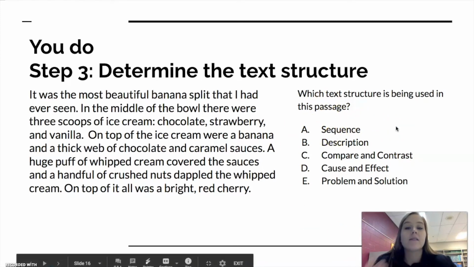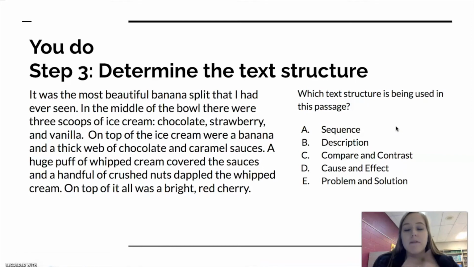Sequence, is it telling us the order that things happen? What happened first, what happened second, what happened third? Description, is it describing something to us? Is it telling us what it looks like, what it tastes like? Can we picture it in our mind? Compare and contrast, is it telling us how 2 things are the same or how they're different? Cause and effect, is it telling us how one thing leads to something else? Or is it problem and solution? Is it telling us a problem and then giving us ways to fix that problem? Right now, go ahead and tell what text structure you think this is.